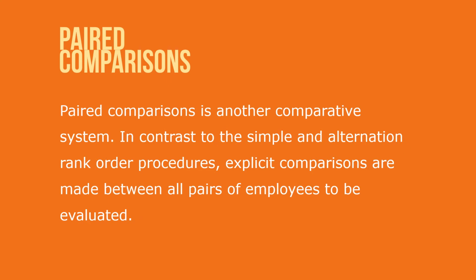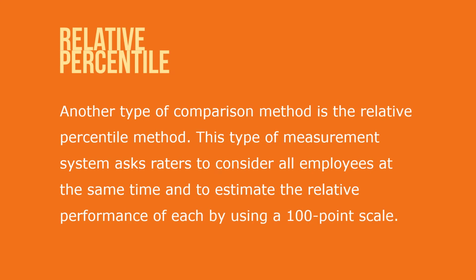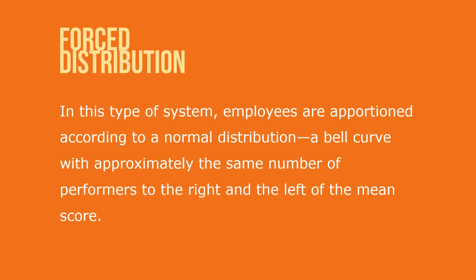Paired comparisons is another comparative system. In contrast to simple and alternation rank order procedures, explicit comparisons are made between all pairs of employees to be evaluated. Another type of comparison method is the relative percentile method. This type of measurement system asks raters to consider all employees at the same time and to estimate the relative performance of each by using a 100-point scale. In this type of system, employees are distributed according to a normal distribution, a bell curve with approximately the same number of performers to the right and to the left of the mean score.